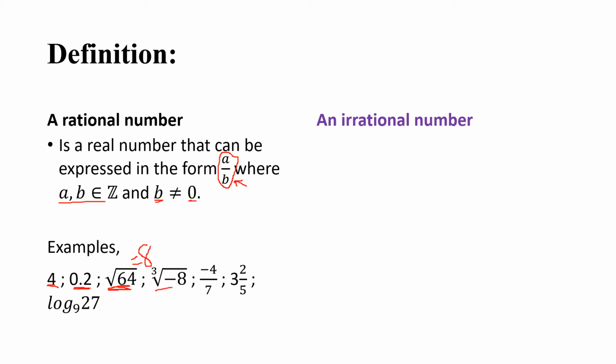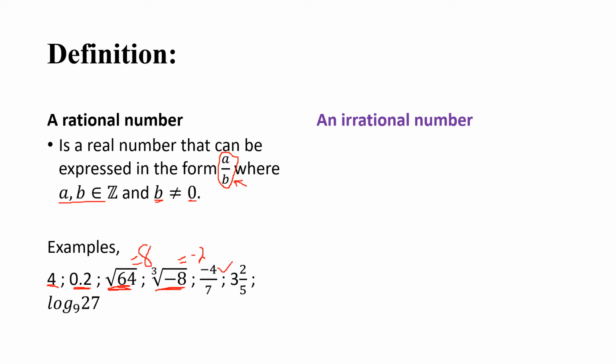Another example is the cube root of minus 8. The cube root of minus 8 simplifies to minus 2. So we are saying minus 2 is an integer. As I said before, any integer is a rational number because we can express minus 2 as minus 2 over 1.